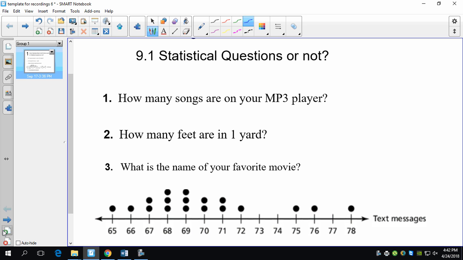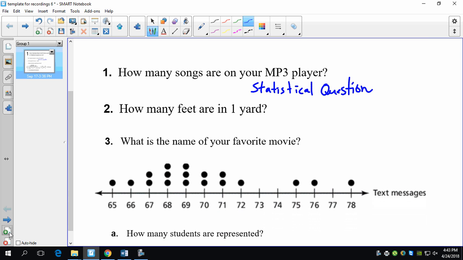So, for example, for 1, 2, and 3, all you have to do is say if it is a statistical question or not. So for number 1, how many songs are on your MP3 player? Well, that would be a question where you would not get the same answer from all of the other kids. So that is a statistical question. And again, you are not just getting a one word or one answer response.